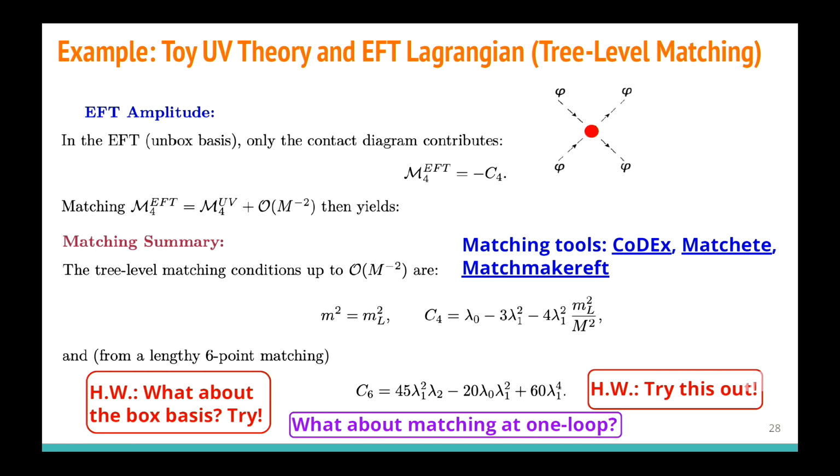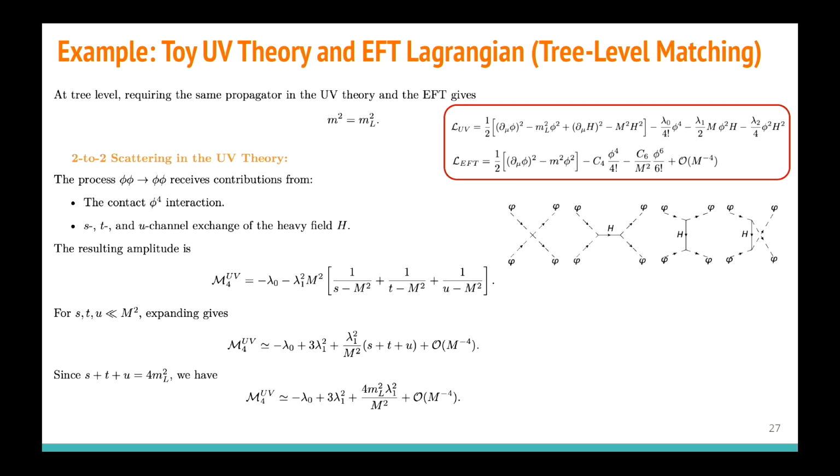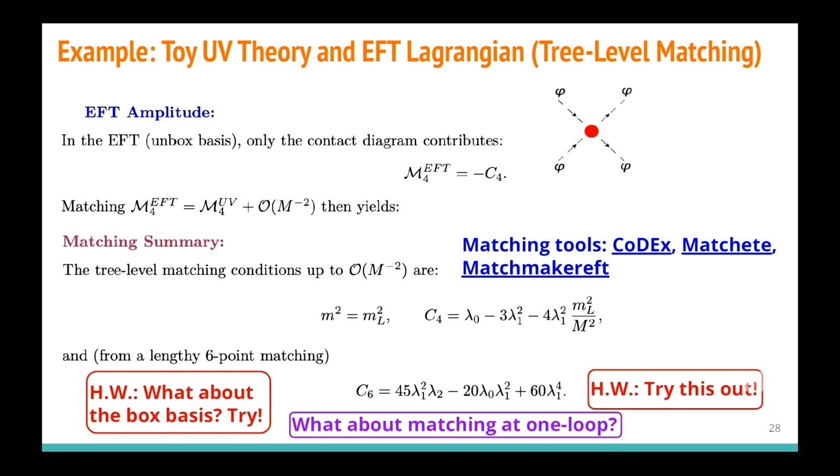So what we can do is now map both of these. This we had already mapped, and from this expression we will get C4 equal to lambda 0 minus 3 lambda 1 squared minus 4 lambda 1 squared m squared by m squared. So this is my matching, this is how we do matching between two theories.